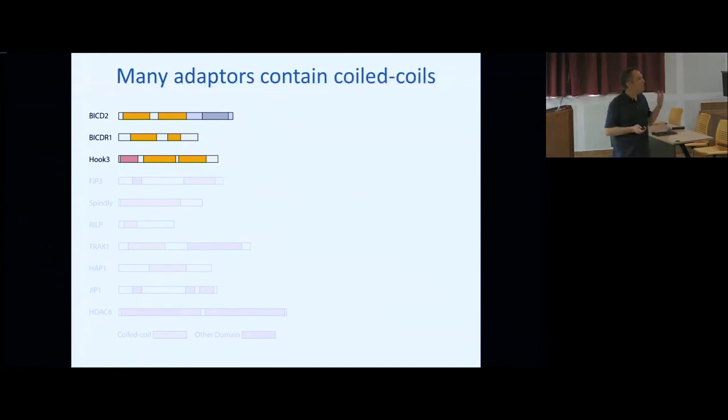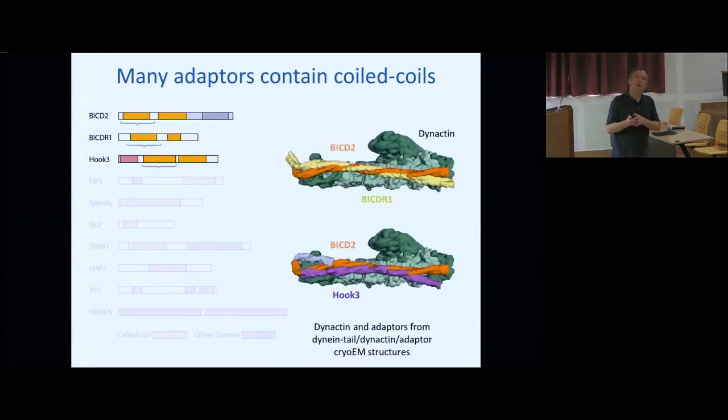And so we solved structures of these at about 8 angstroms, and I'm just going to show you the model of the dynactin and how the coiled-coil region of these adapters runs. So BICD2, which is in orange, I showed you before. And the first thing to notice is that all of them run along the dynactin filament. So that seems to be a common feature.